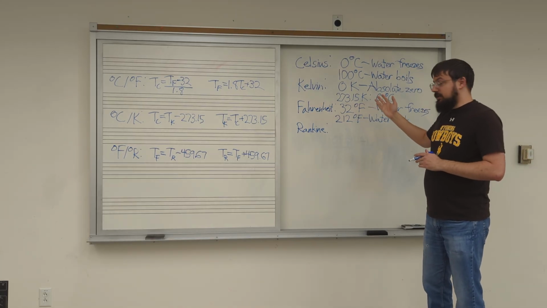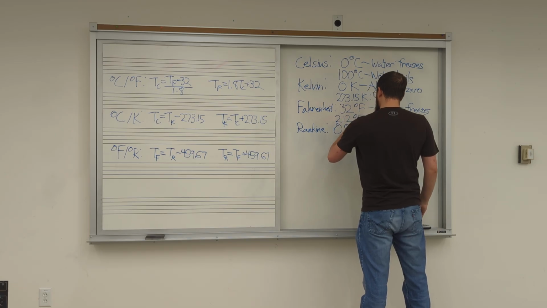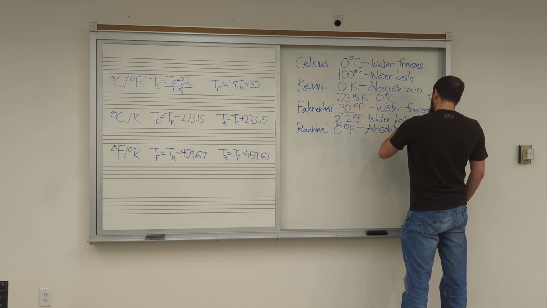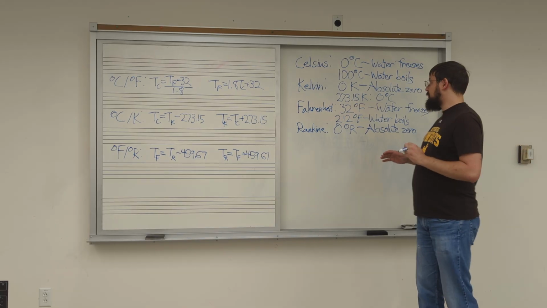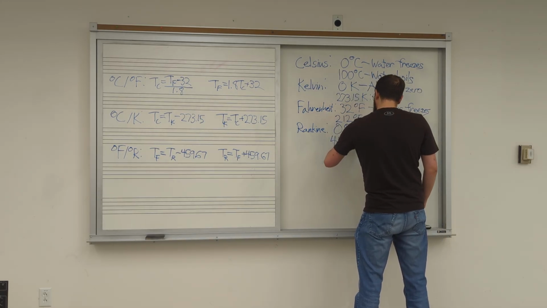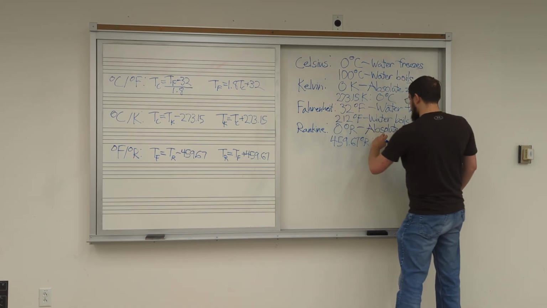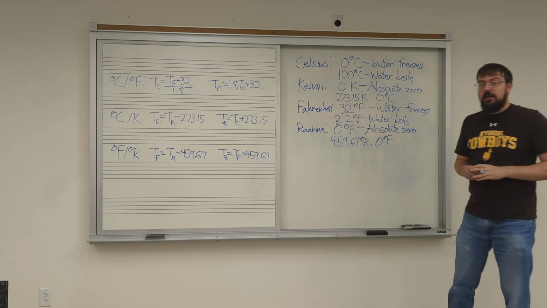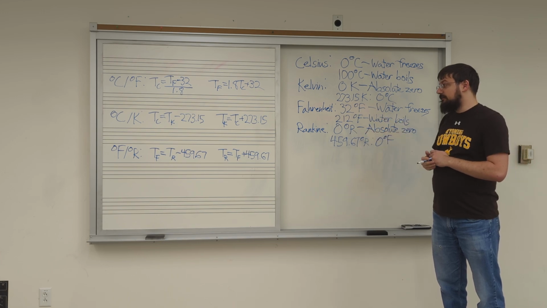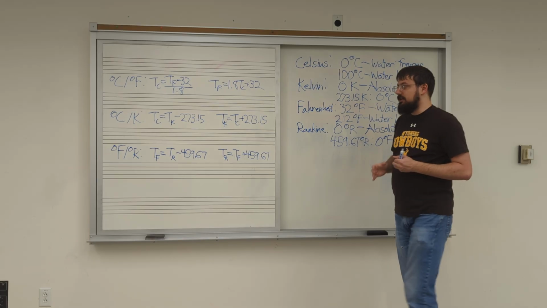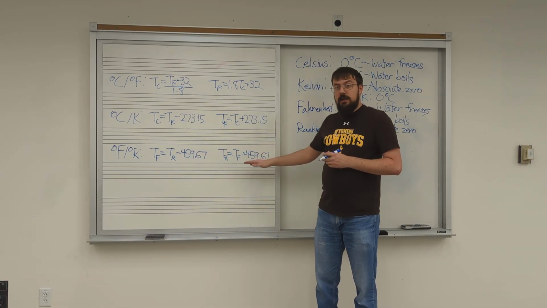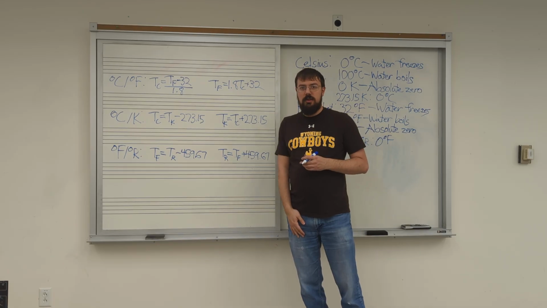Rankine, like Kelvin, is an absolute temperature scale, so 0 degrees Rankine is absolute 0. And the temperature in the Rankine scale that goes with 0 degrees Fahrenheit is 459.67 degrees Rankine. Kind of like when we're going between Kelvin and Celsius, a temperature change of 1 degree Rankine is equivalent to a temperature change of 1 degree Fahrenheit. So all we have to do when we're going back and forth between these two scales, if we want to go from Rankine to Fahrenheit, we just subtract 459.67. If we want to go from Fahrenheit to Rankine, we do the opposite. We add 459.67.